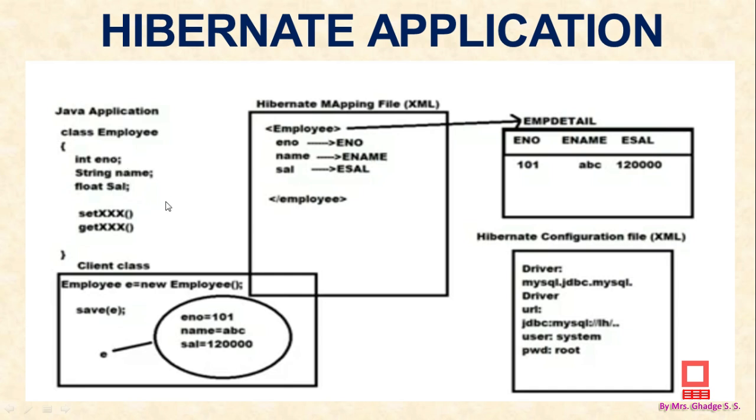Now suppose we need to store the data of this Employee class into an employee table. Here is the table emp_detail. The emp_detail table has three columns. First column is eno, then ename, and third one is esal. Suppose we have created one object of this Java class: Employee e = new Employee(); then save(e);. Here you can see the e object, and suppose we have stored some data for its variables. Suppose the eno variable has value 101, name is abc, and salary is 1,20,000. So this data is stored into object e.